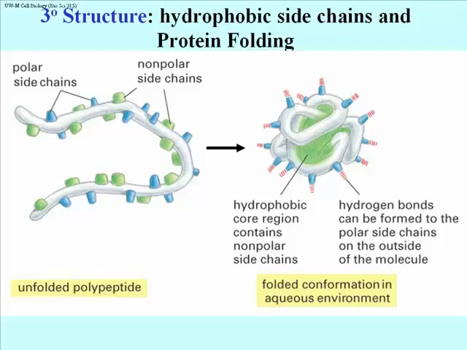And the green buttons are the nonpolar or hydrophobic side chains. And what happens is that the hydrophobic side chains, because they don't interact well in the aqueous environment with water, will tend to aggregate and tend to be on the inside, the interior core of a folded chain, leaving the surface to have most of the polar side chains and therefore can interact well with water.